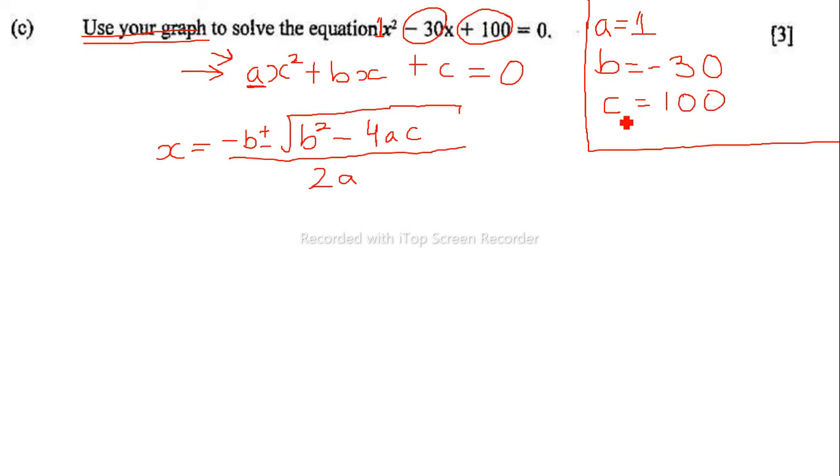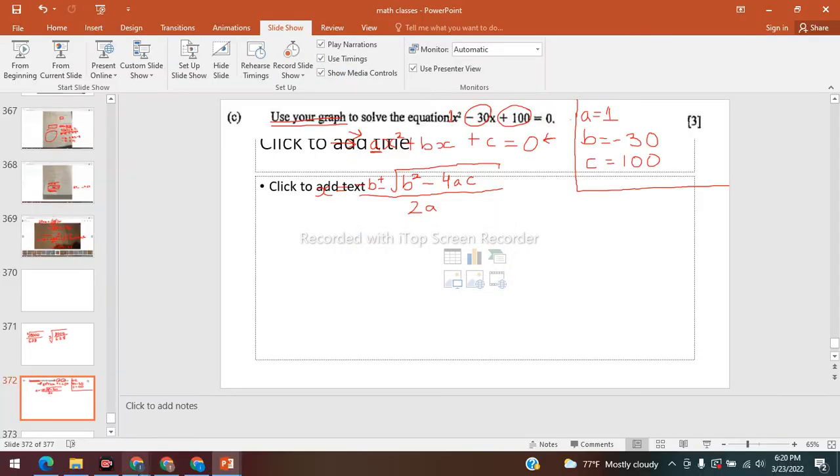Alright, so plus A, B, and C. This formula, the first one, tells us how we're going to get our A, B, and C. And then the second one tells us how to use it.